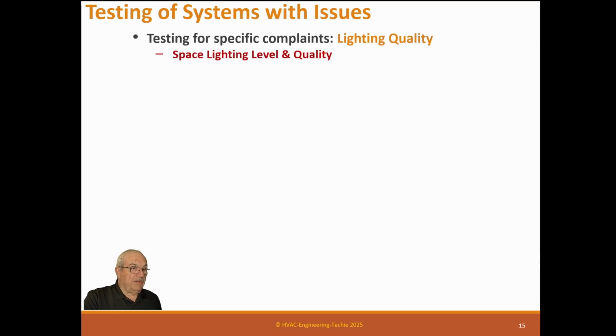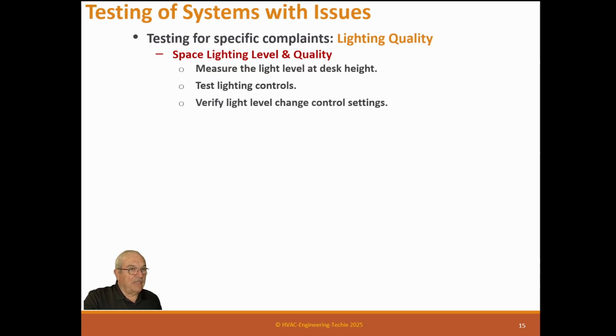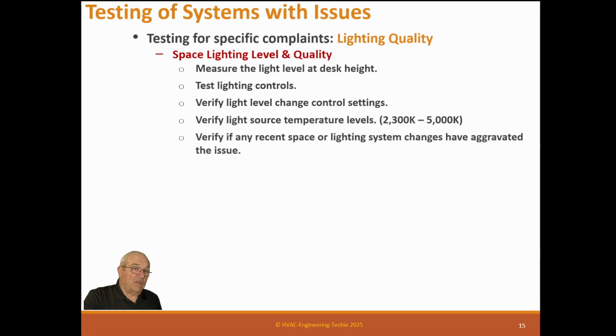Here's lighting quality. Could be another one. Believe it or not, most of the complaints anymore are about being too bright, not about not having enough light. Measure the light levels at desk height. Test lighting controls. Verify light level change control settings. Verify light source temperature levels from the light fixtures are all between 2300 and 5000 K. 5000 is actually too bright. I like to be right around 3000, 3200, right around in there for light levels. A nice warm light. It's not terribly warm, but it's nice. 5000 is stark white, and it's very hard on the eyes.